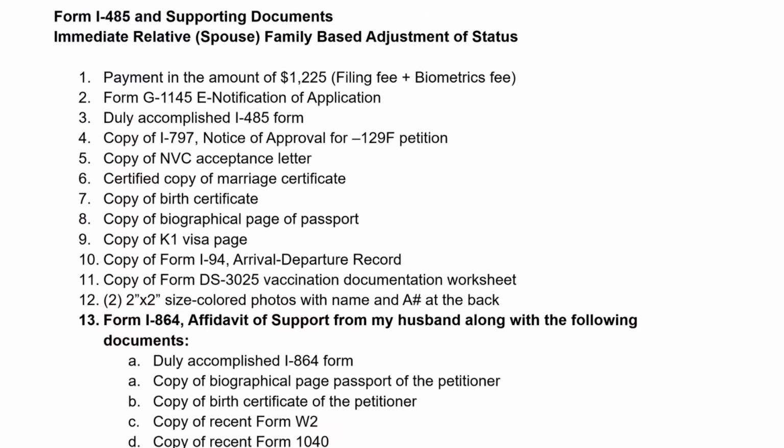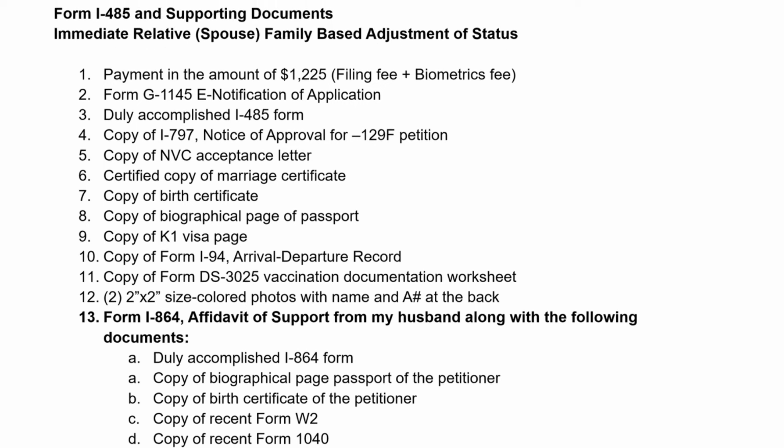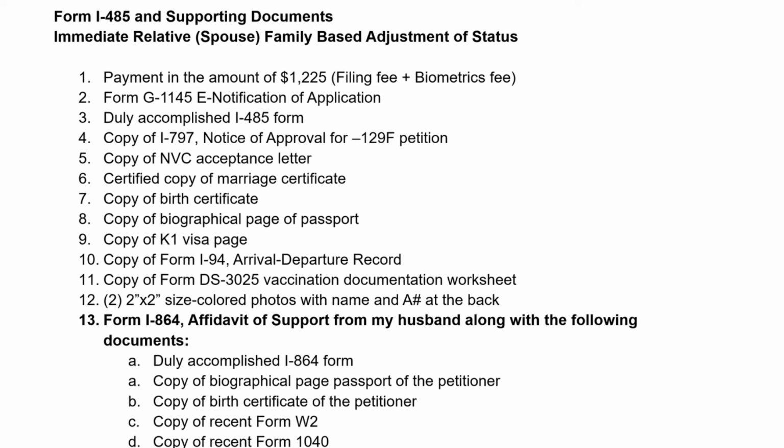So first, we have the payment, of course, in the amount of $1,225. So this is for our filing fee and for the biometrics fee. And if you're going to use a check, so this is the example format of how we write the information on the check.